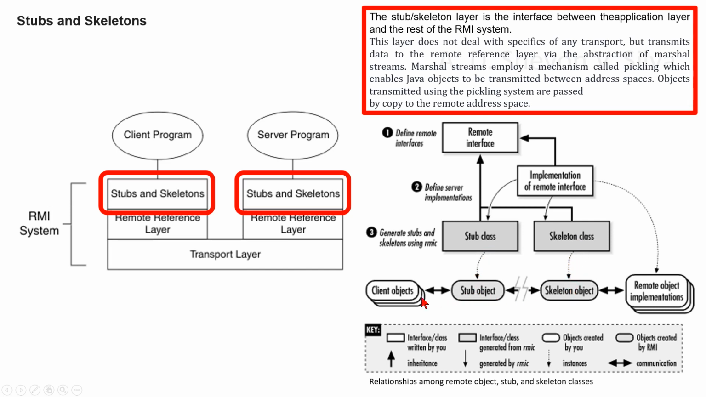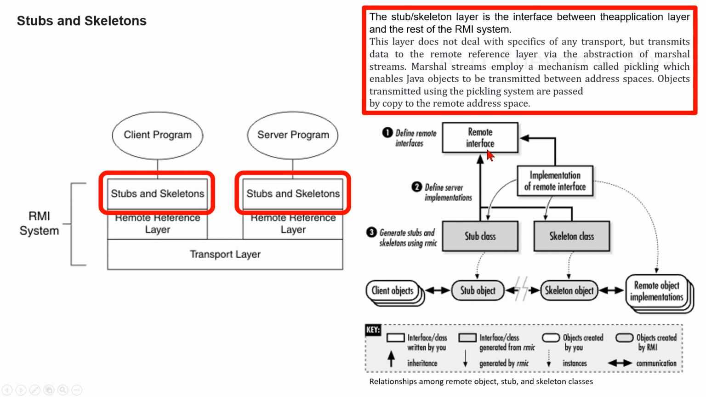And here the client object interacts with the stub object. Here the skeleton object interacts with the remote object implementation. Here you can see communication arrows in both ways. Here also.